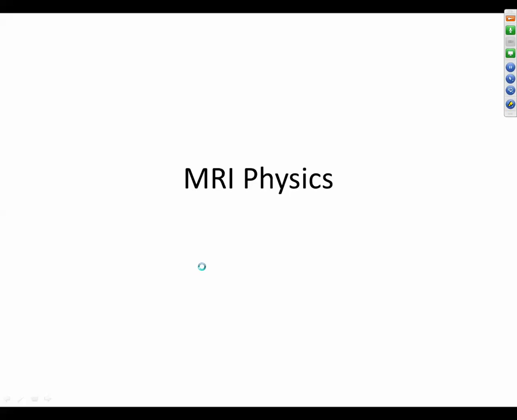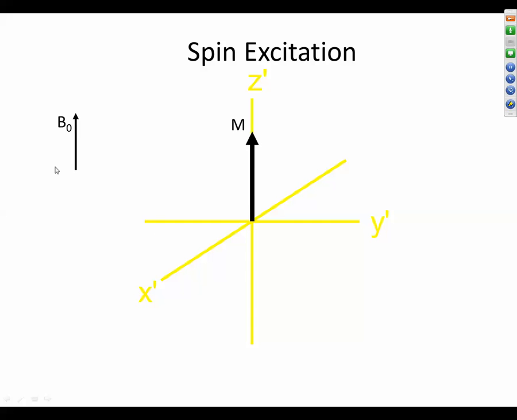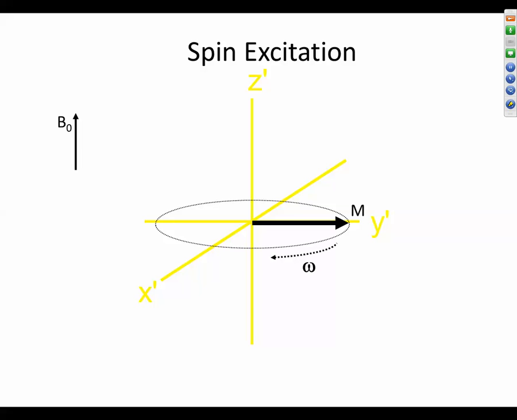Review of MR physics. In the presence of a magnetic field B0, the tissue will demonstrate a magnetization M. When we apply an RF pulse or a B1 pulse, the magnetization can be tipped down to the transverse plane. Then we stop the RF pulse, and the magnetization in the transverse plane will precess at a frequency omega. Omega equals gamma B0. This is the Larmor equation, very important.